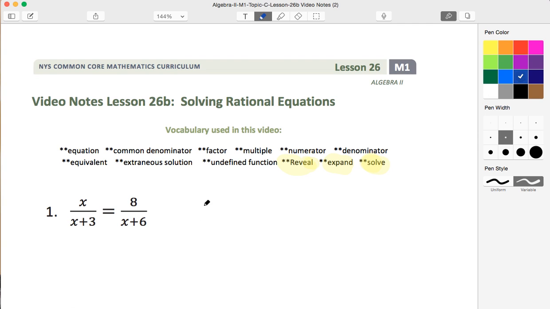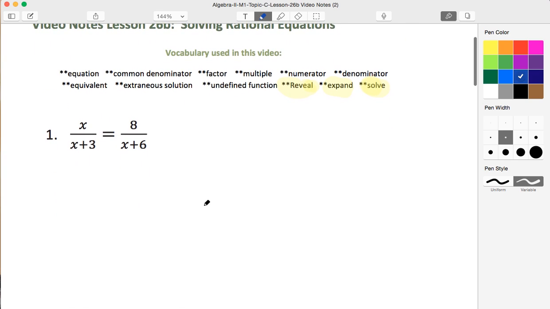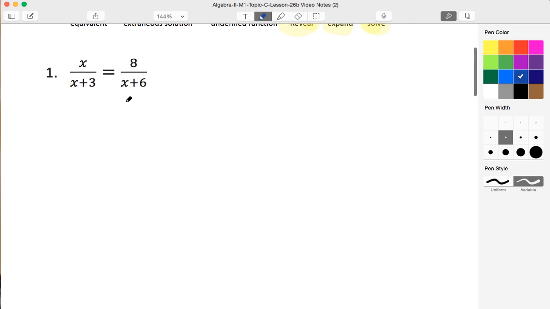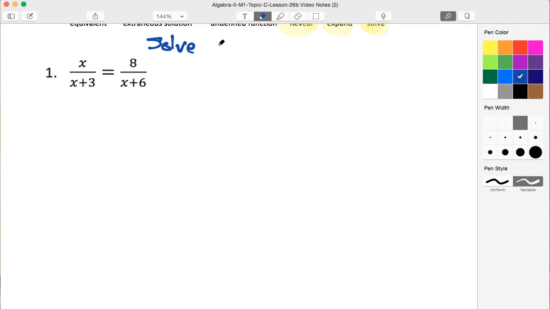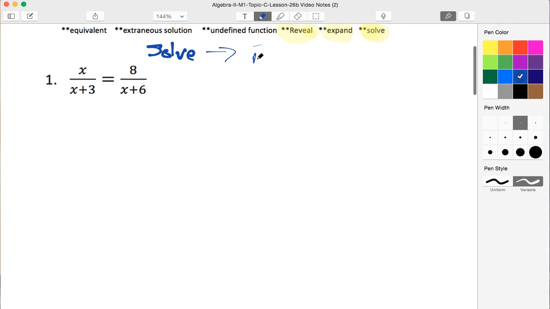The first thing we're going to do is take a look at number 1. We have a rational expression and an equation. So we're going to solve this. When the directions say solve, what they're really asking you to do is find x. Find x. So in order to find x, we are not going to cross multiply. Do you hear me? We are not going to cross multiply. Instead, we are going to find a common denominator.